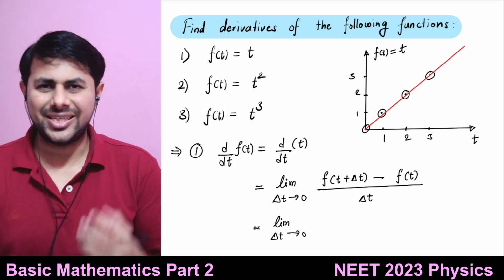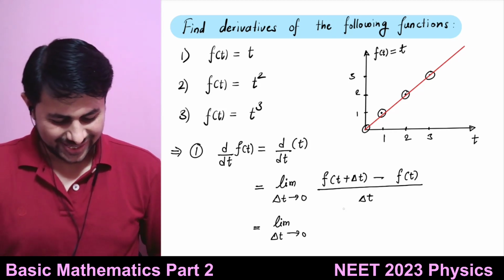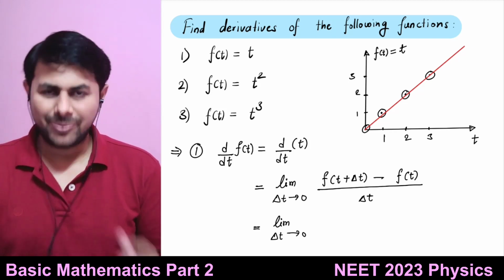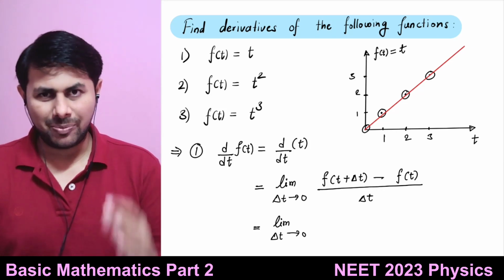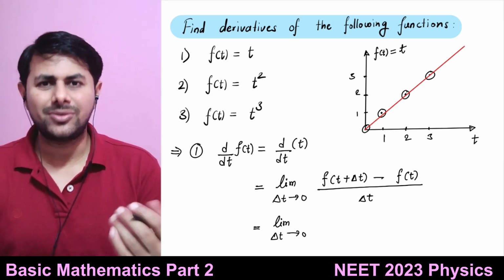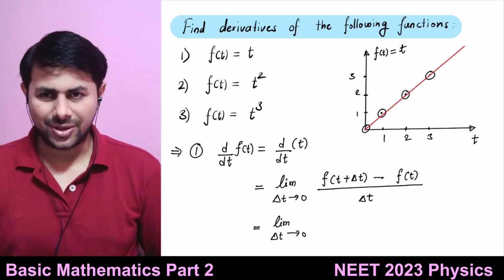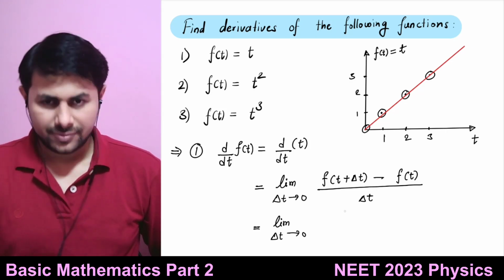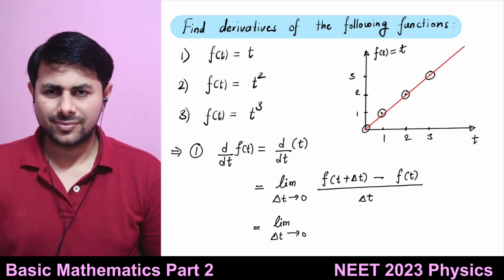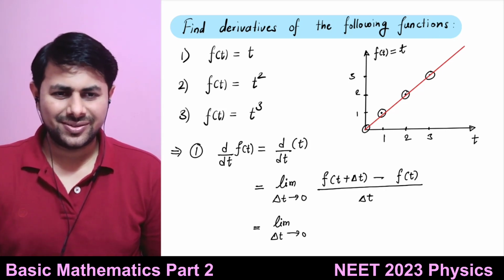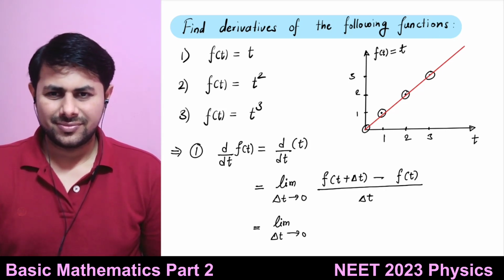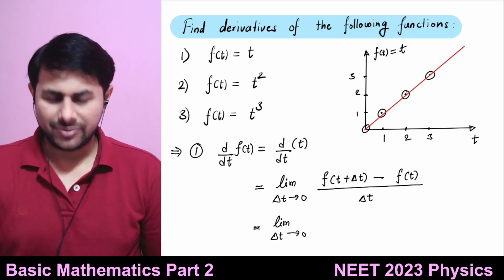The variable itself is a function. So f of t is equal to t. So f of t plus delta t will be equal to t plus delta t. Right? Right or wrong? Right. Are you getting this? Yes, sir. Okay, that's what we did.